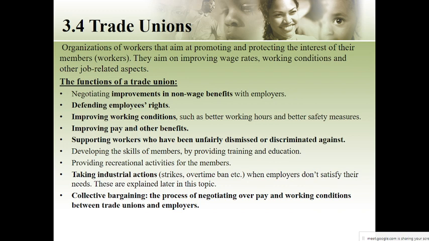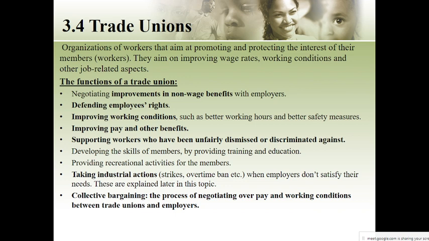You have to protect males and females from discrimination factors. Discrimination is a broader term. It could be on the basis of ethnicity, religion, gender, could be anything. You have to protect them. Developing the skills of the members by providing training and education, like NGOs etc.